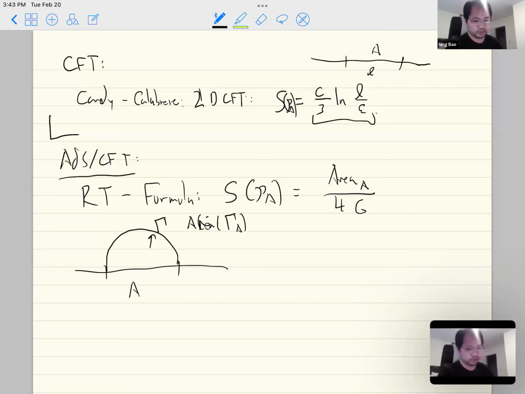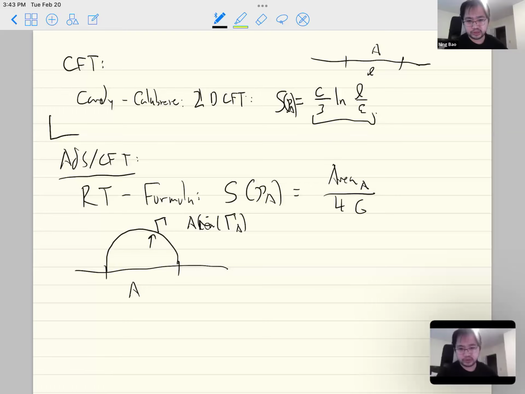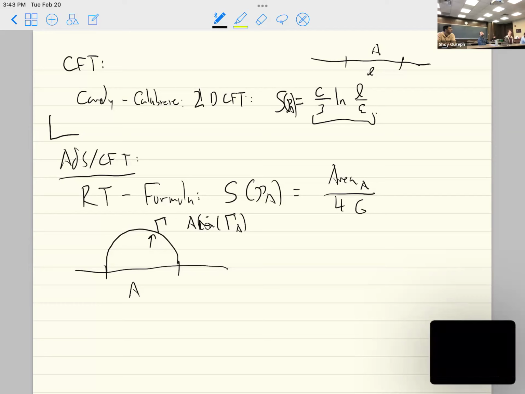The area of this minimal surface in the bulk calculates the entanglement entropy of the boundary region A. It's not flat because of the curvature of AdS space. I'm sorry for being pedantic, but I just want to make sure that everyone's at the same level before I go further.